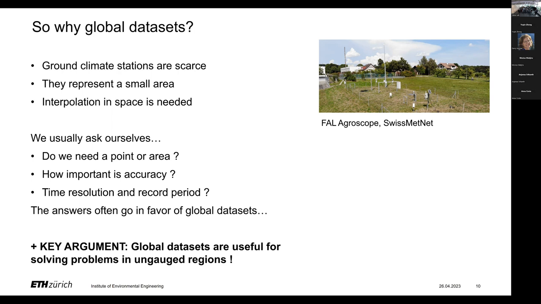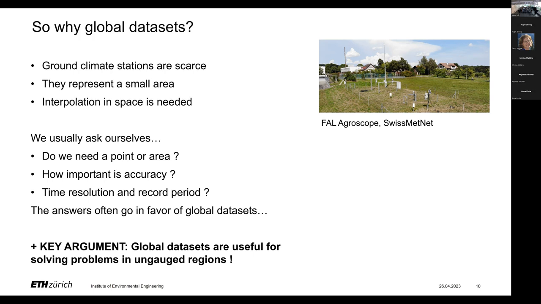Sometimes we have short periods of observations, but these global climate data sets have decades of data available for our location. Can we use this? So the answers often in this case go in favor of global data sets. That's why I would encourage you not to be afraid of using them. And the key argument, as you see down there, is that global data sets are useful, in particular for solving problems where we don't have ground data, so these ungauged regions. So that's kind of the motivation.